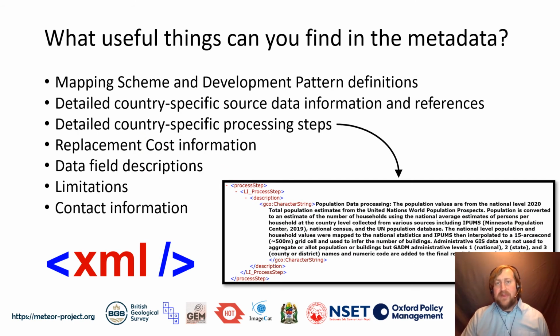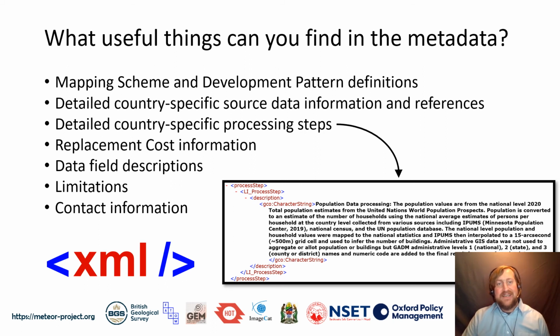Now that we've looked at the purpose, content, and format of the metadata, let's quickly review what useful things you can find in the metadata. First, we have mapping scheme and development pattern definitions. These are full descriptions of the mapping schemes and development patterns that were used when generating the structural distribution. For users that need to delve into this, there is quite a bit of explanation contained here. Next is detailed country-specific source data and references. The metadata has a bibliography of the input data that was used for each country, so you can determine where to find sources and any other relevant material.